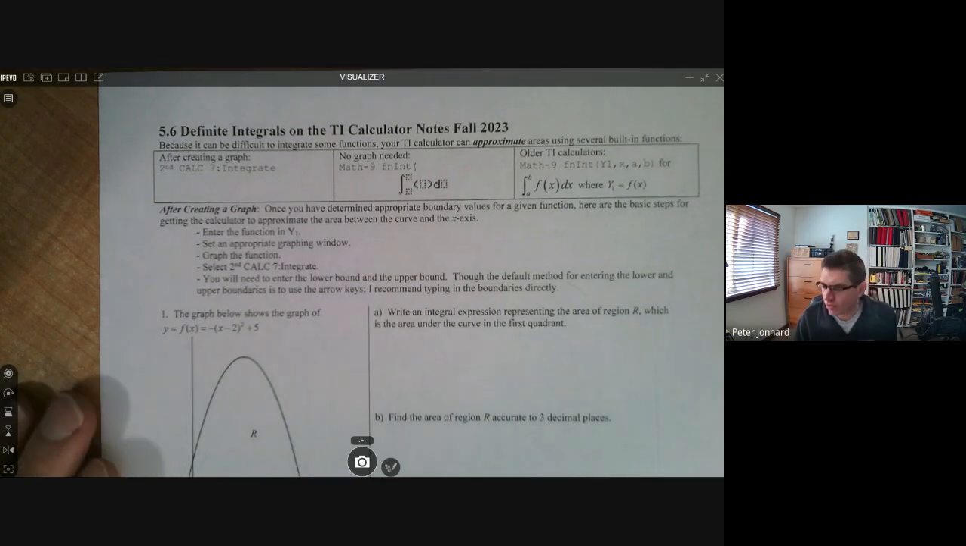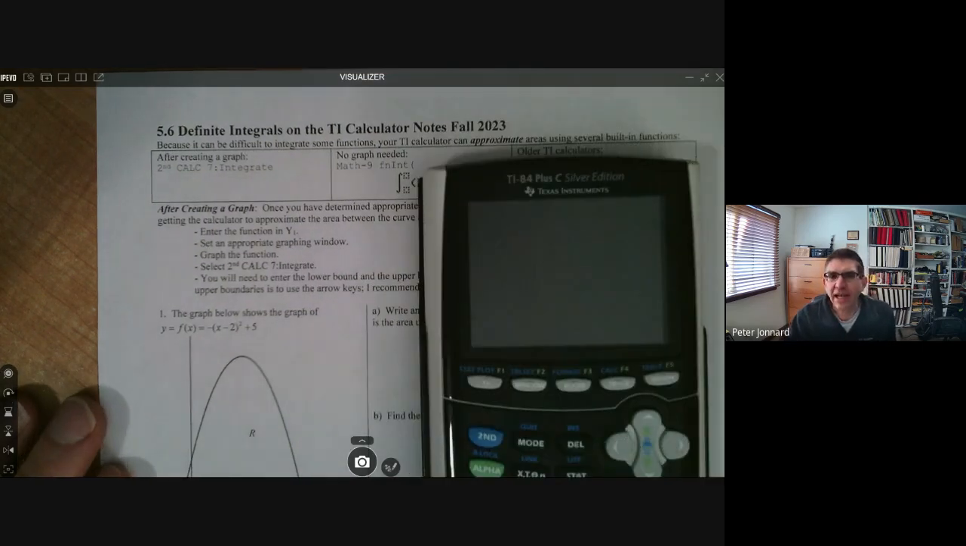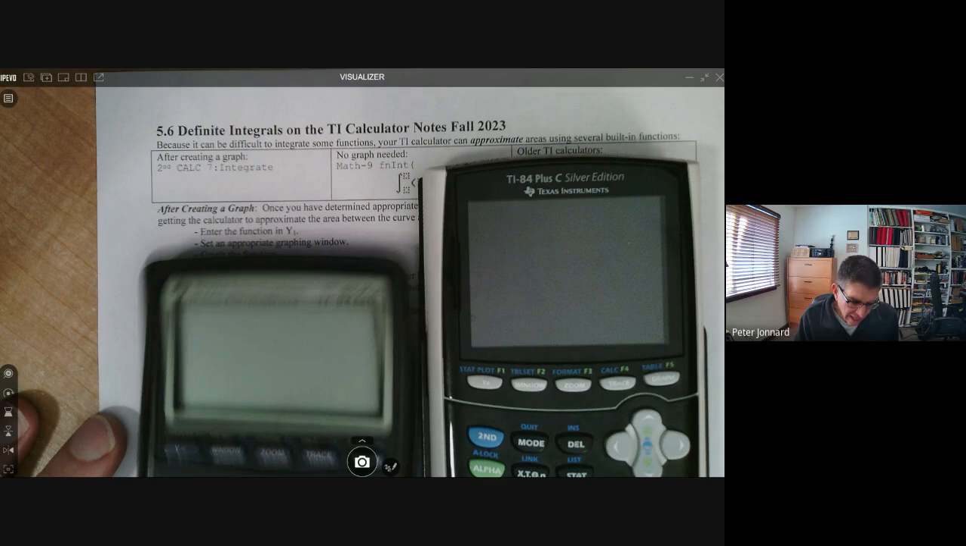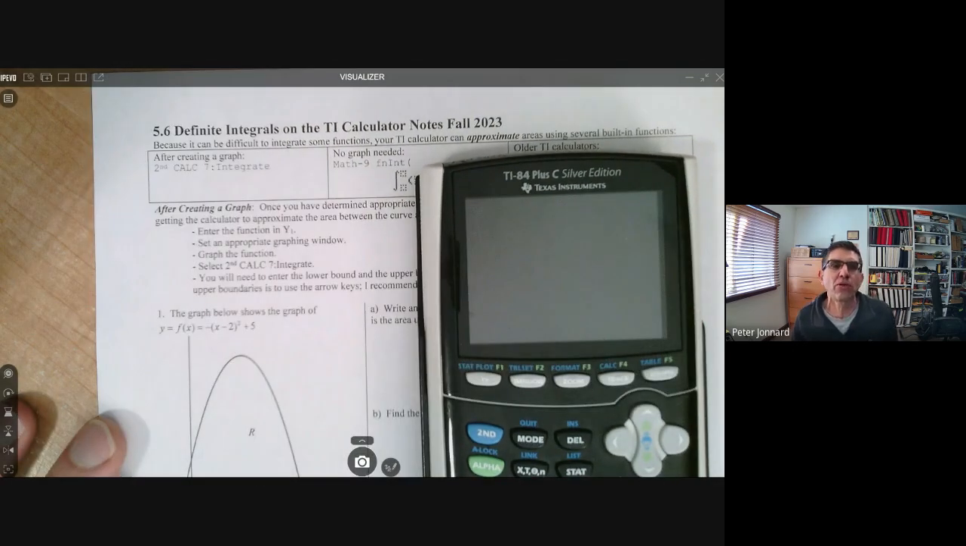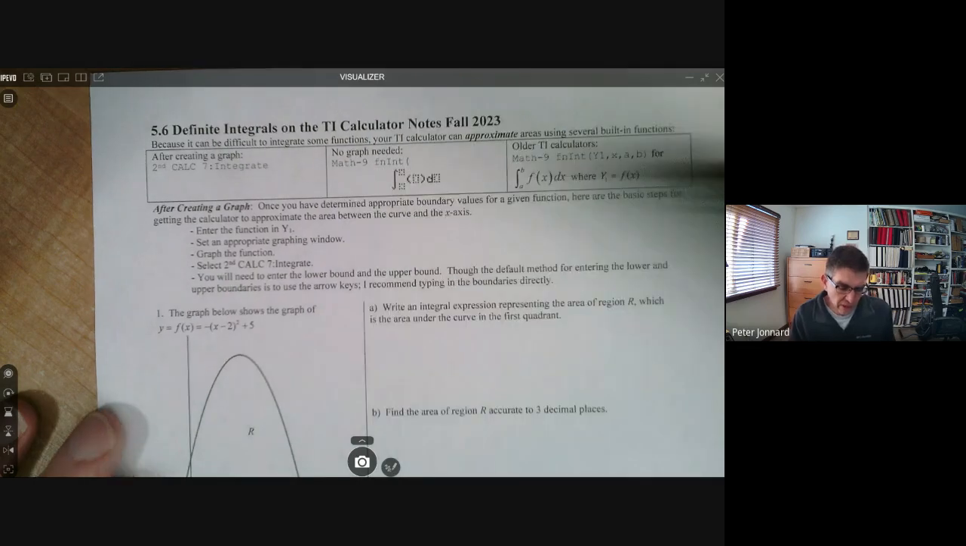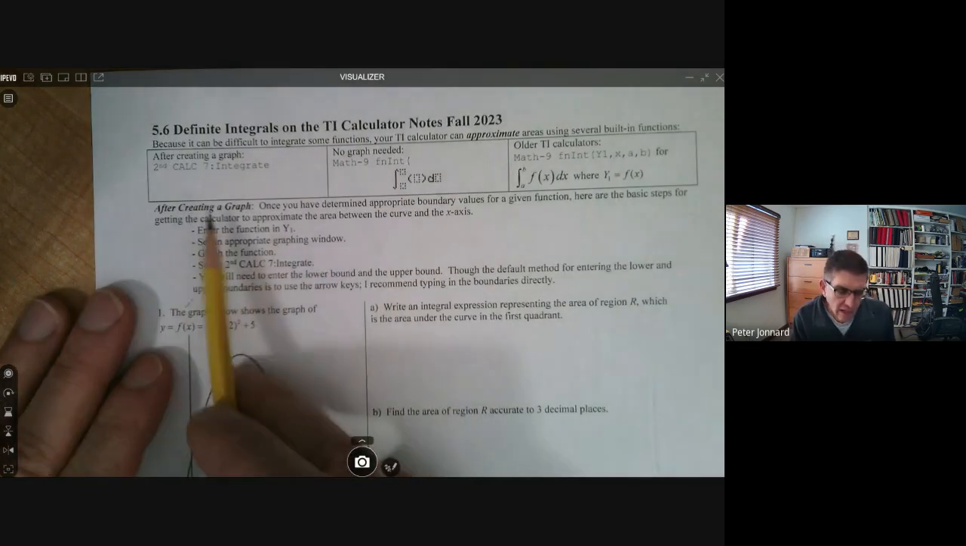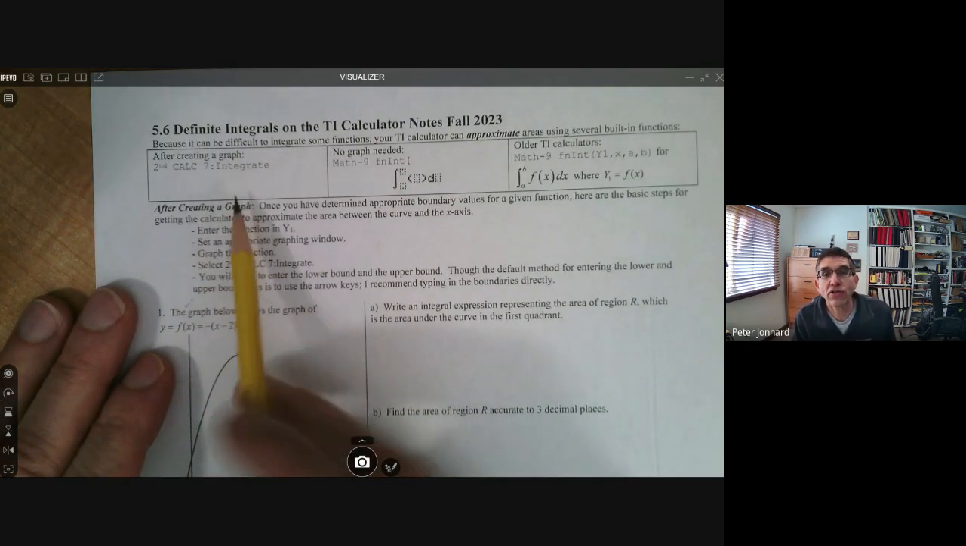Anyhow, okay, so today we're going to talk about definite integrals on the TI graphing calculators. There's the older variety of calculator and the newer one. I'm assuming most of you are more familiar with the newer one. But I'll show you how you can integrate on your calculator screen after you've created a graph.